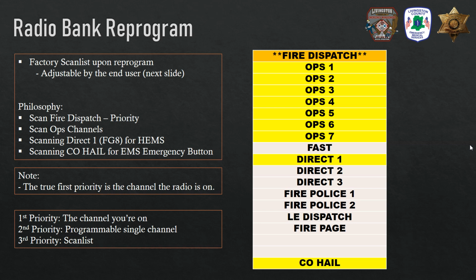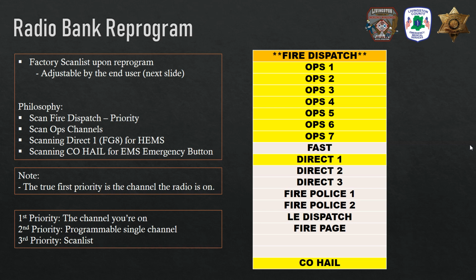So to reiterate, you have a first priority, which is always the channel the radio is on. You have a second priority, which is the fire dispatch channel. And you have a third priority, which is the scan list. So, looking specifically at this, you can already see that your fire dispatch is your second priority channel.